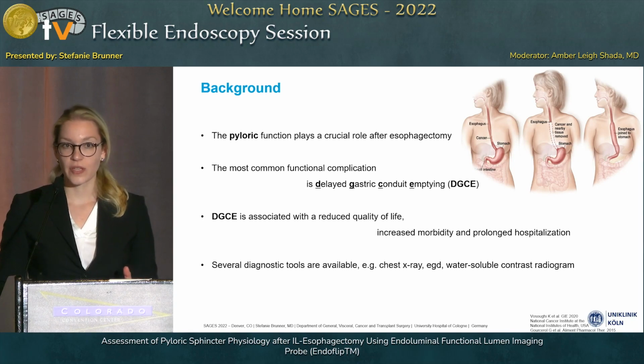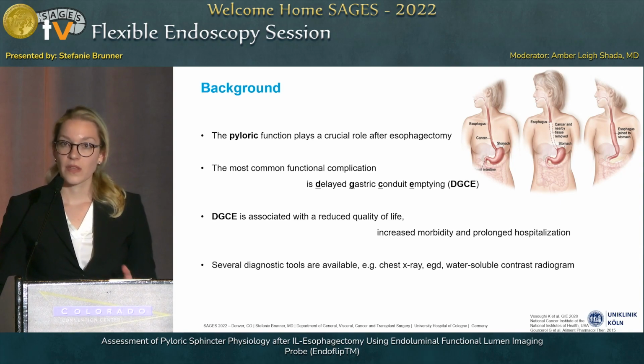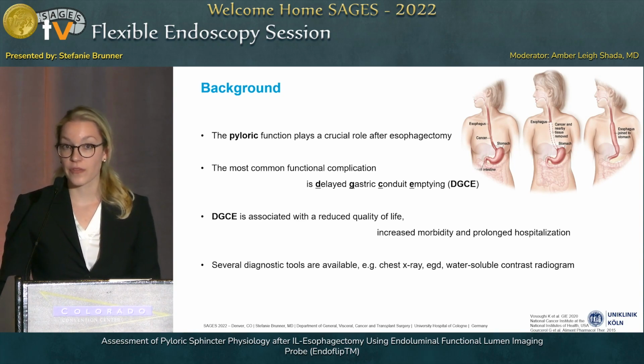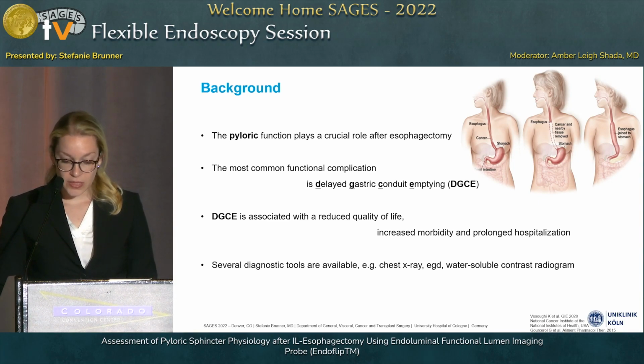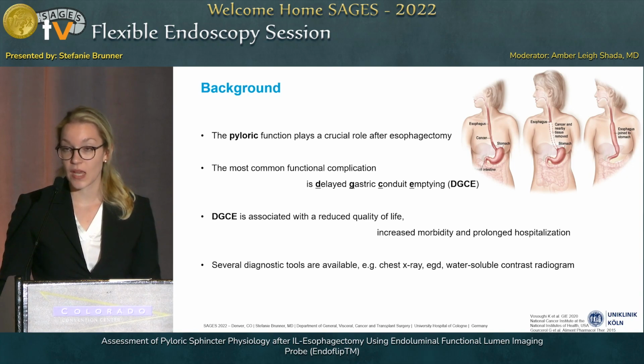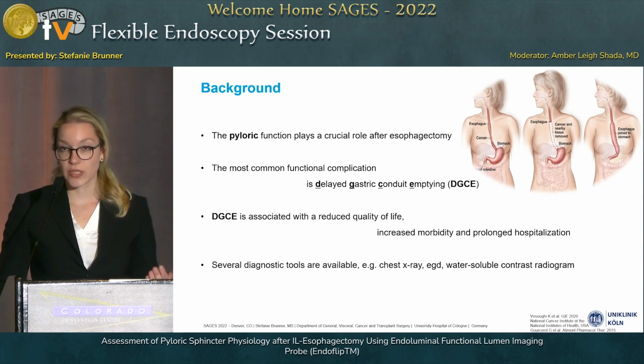In the field of surgery, pyloric function plays a crucial role after esophagectomy. The most common functional problem and complication, in around 1/3 of the patients, is delayed emptying of the gastric conduit, called DGCE. DGCE is associated with a reduced quality of life, increased morbidity, and prolonged hospitalization. However, DGCE can also lead to a series of adverse events, like pneumonia, anastomotic leakage, and prolonged ICU stay.